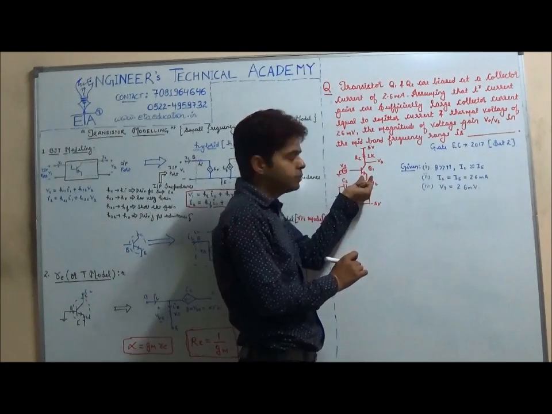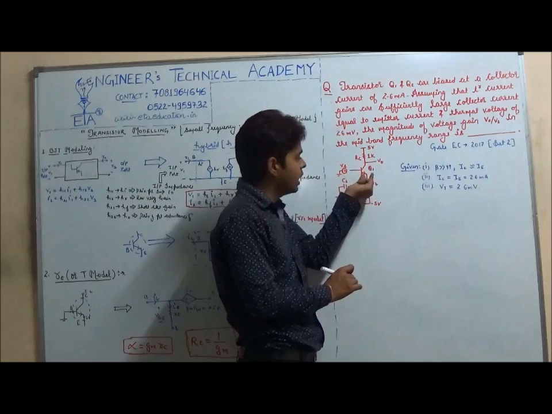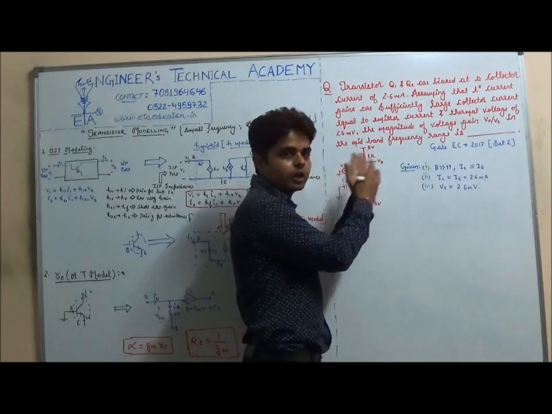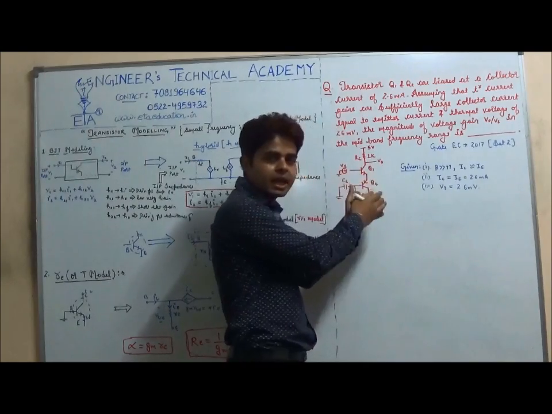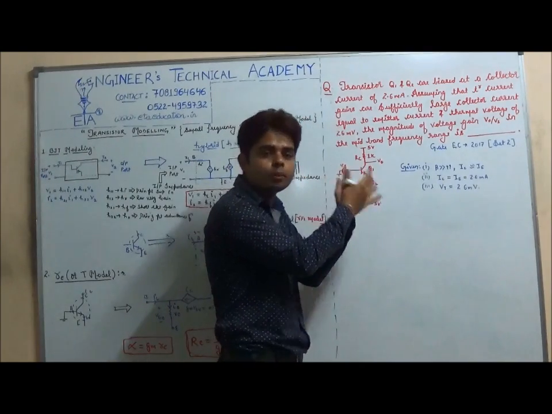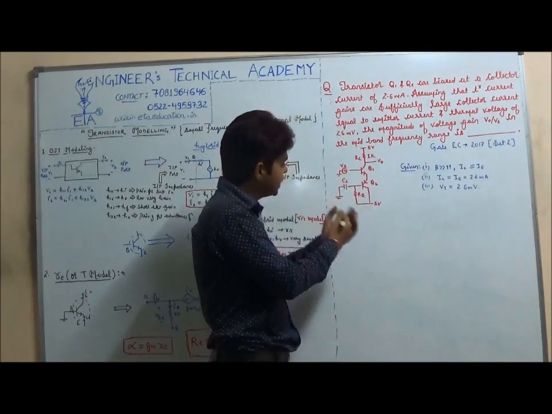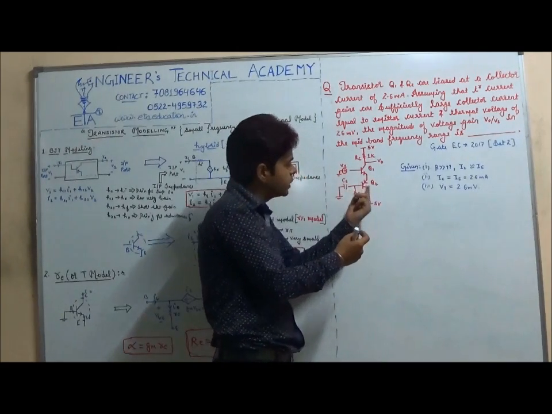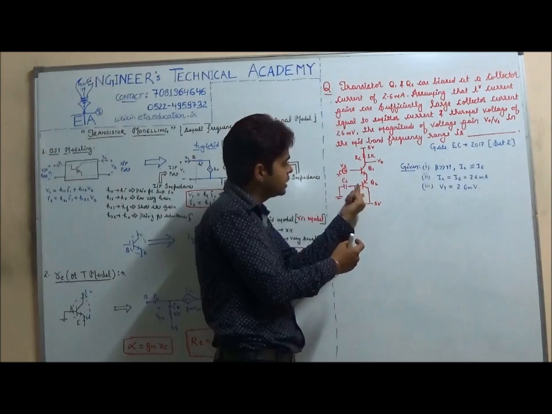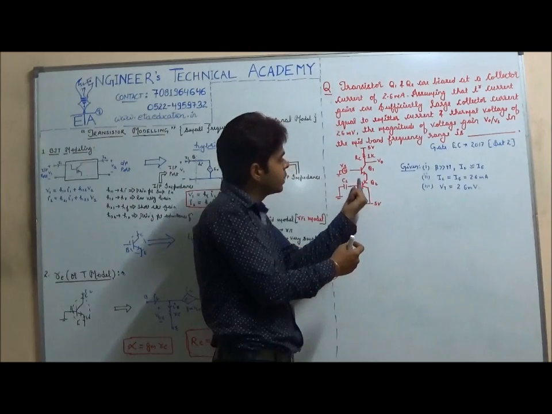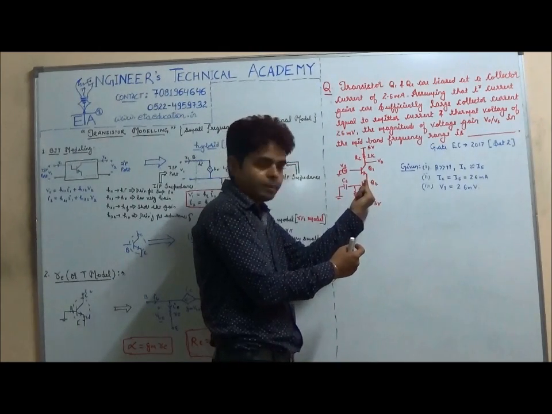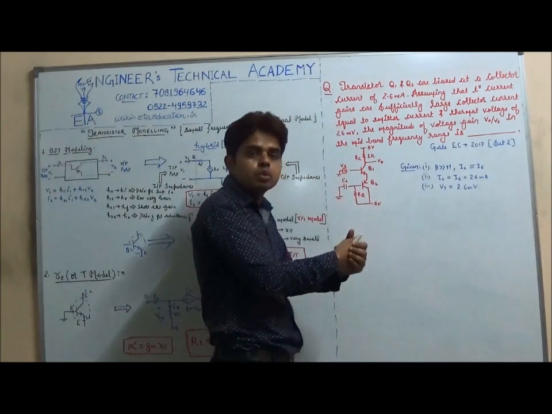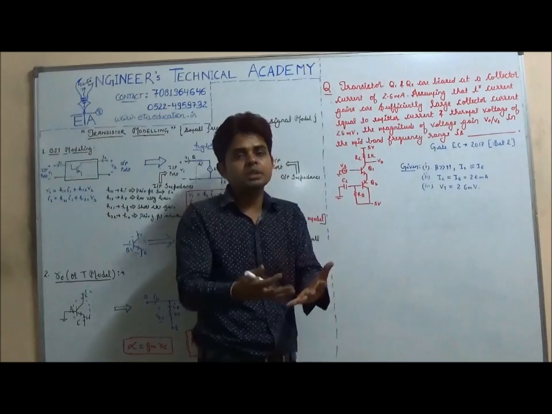So the only terminal which is left is the emitter terminal, which is common to both the input side and the output side. So we can recognize the Q1 transistor as a common emitter transistor. The same goes for Q2: output is taken from the collector terminal and input is coming from the emitter terminal. The only terminal which is left is the base. So the Q2 transistor is your common base transistor.